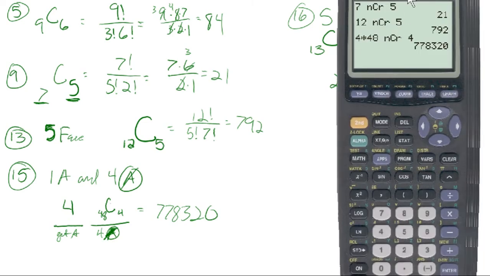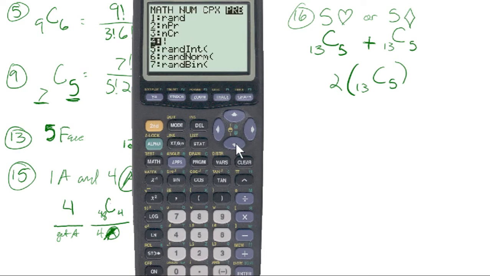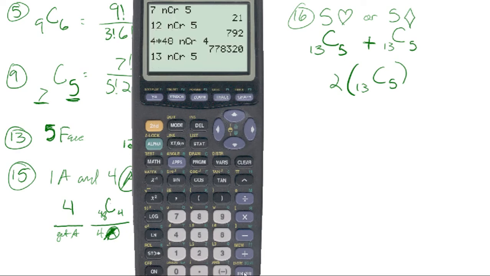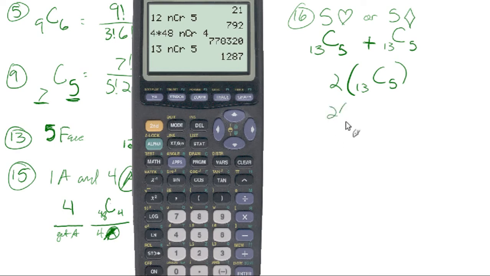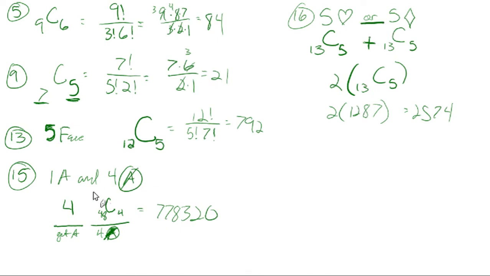So let's find out what this is. 13, math, PRB, combinations, 5. So it's 1287, 2 times 1287, and that is 2,574 hands, being hearts or diamonds. So distinction between or and and. These happen at the same time. These don't necessarily happen at the same time. They're 2 completely different scenarios. These are part of the same scenario.